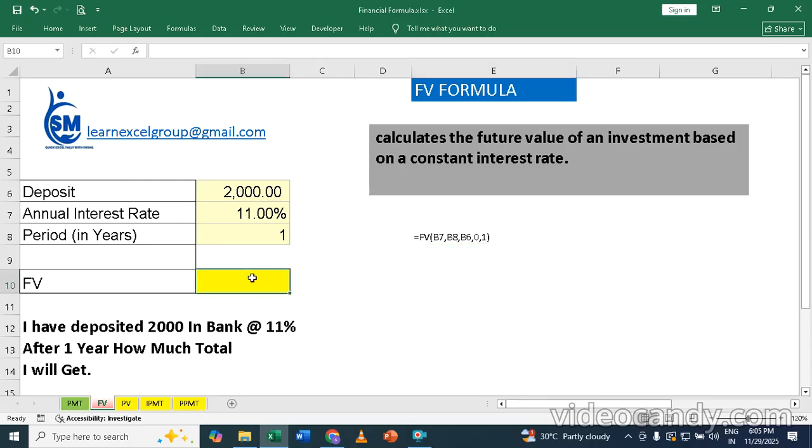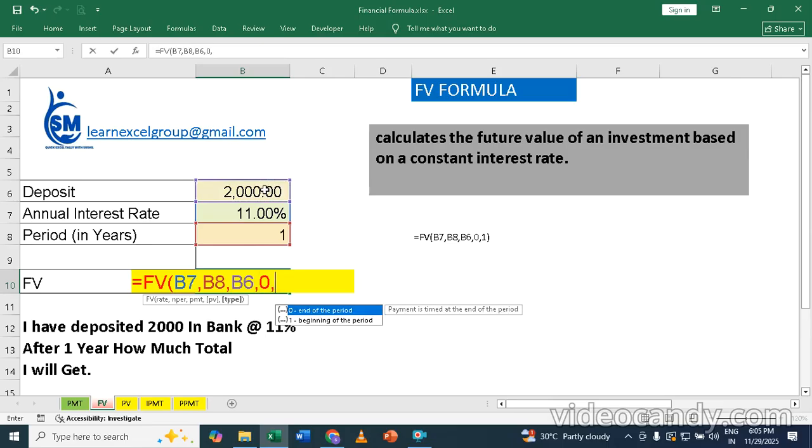The formula you'll have to use is equal to FV. Press Tab and the bracket opens. Interest is 11%, so click on B7, comma. The period is 1 year, so I'll click on B8, that is my period in years, comma. Then I'm depositing 2,000, comma. Then I put 0 here because that stands for PV, the present value, which should be 0 always, comma. And it asks whether you're paying at the end of the month or at the beginning. I'm saying at the beginning of the month. Close the bracket and enter.